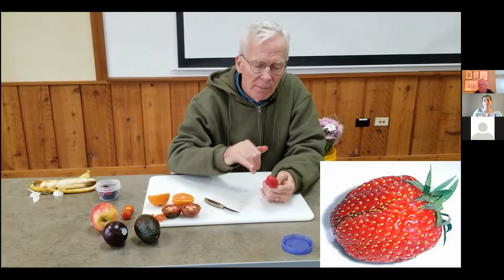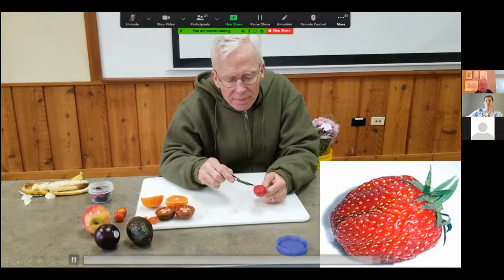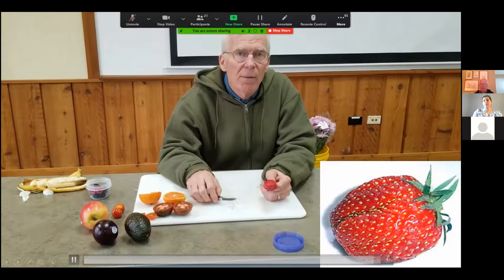Here, the receptacle swells up, and again, this flower has many, many tiny ovaries, and you end up with these tiny little nuts, little nutlets. It's the little bumps on the surface of the strawberry. Each one of those is a tiny matured ovary. It's a tiny little achene.